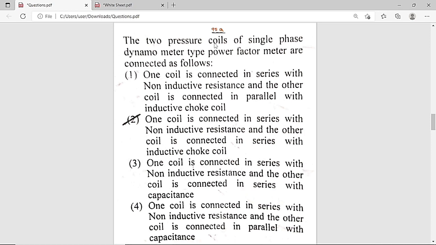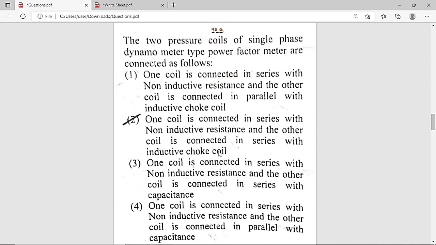Now we are going to discuss the 95th question. See the question here. The two pressure coils of a single phase dynamometer type power factor meter are considered as follows. They are asking, there are two pressure coils in the case of a single phase dynamometer type power factor meter, so what is the type of the connection? For the four options, option B is the correct solution, in which one pressure coil is connected in series with a non-inductive resistance, and the other pressure coil is connected in series with an inductive choke coil.